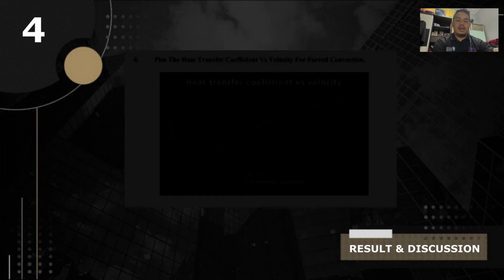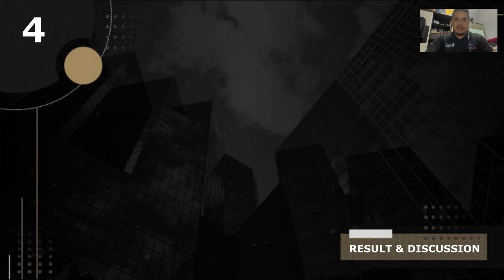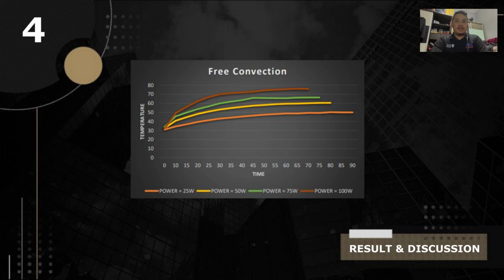After that, for the last result, the fourth question, the plot of the heat transfer coefficient versus velocity for forced convection. As you can see, this is the plot graph. As you can see, as the velocity increases, the heat transfer coefficient also increases. And for the discussion, based on the results from the above graph, for the free convection, the higher the time, the higher the temperature.